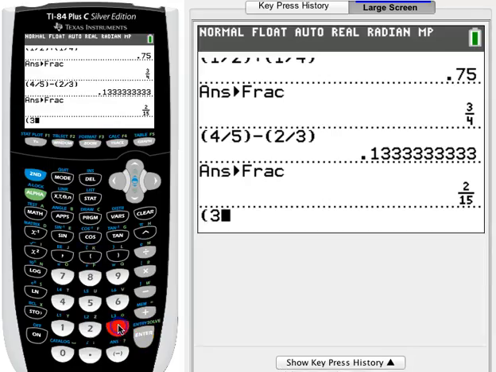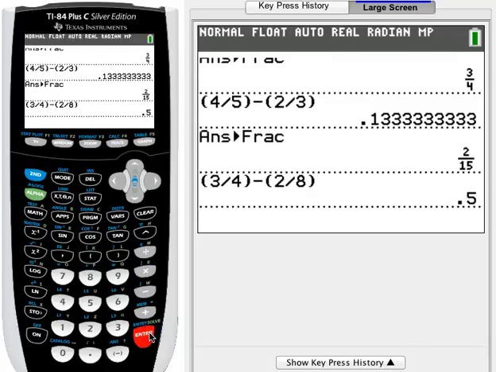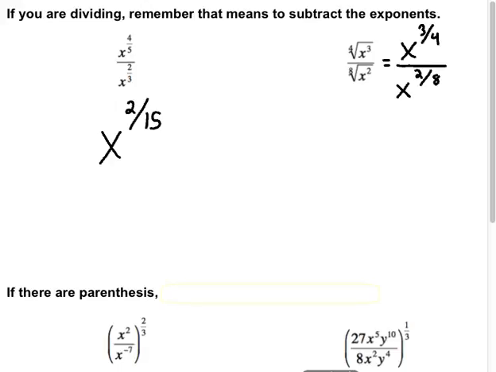So 3/4 minus 2/8, we get 0.5. I'm not going to bother math fracking that because you should know that that is x to the 1/2. 0.5 is 1/2. So again, nothing too complicated yet, right? All it is, is being able to use your calculator, knowing when to add or subtract, and then being able to bounce back and forth between radical form and rational exponent form.